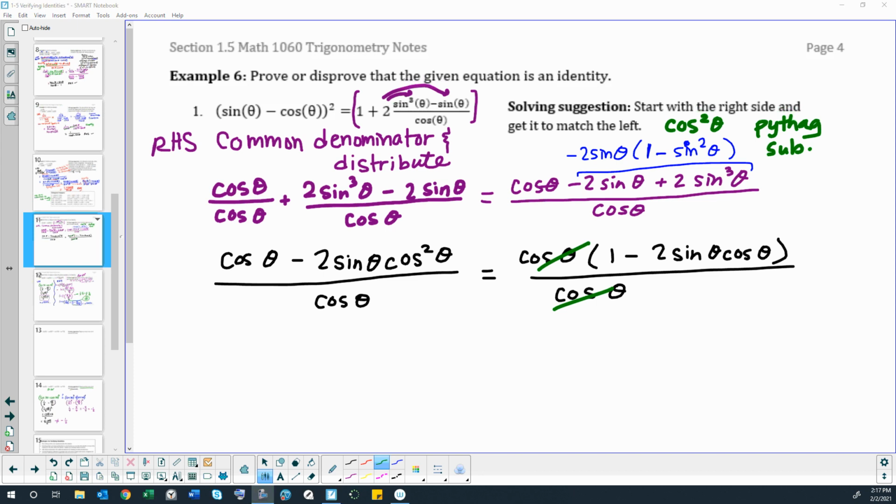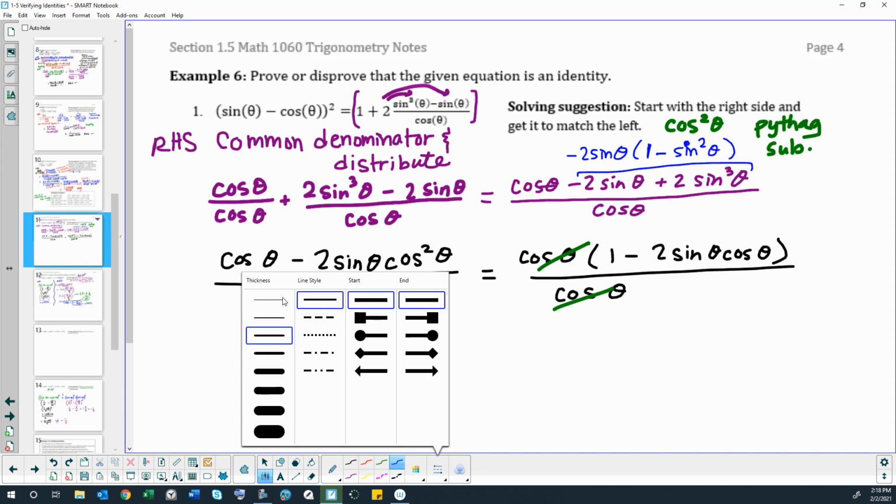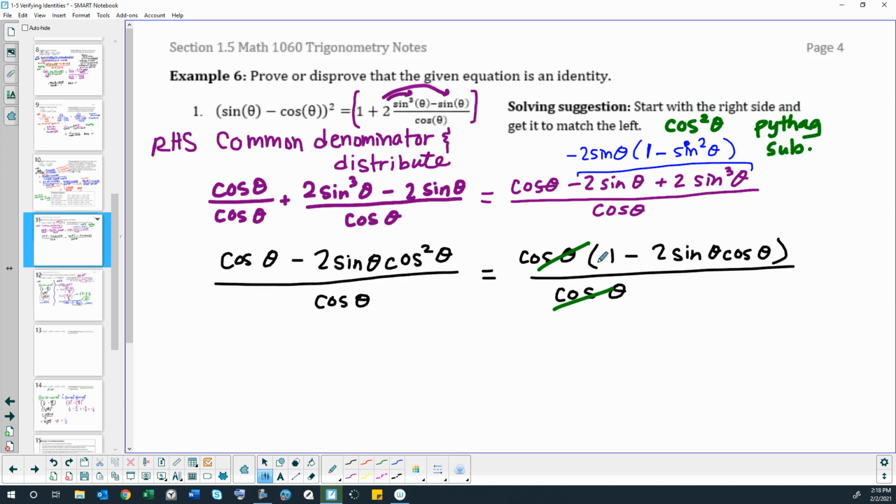Okay, at this point we've really got to think outside the box, because usually we take sine squared plus cosine squared and replace it with 1. We don't very often go the other direction, but that is exactly what we need to do in this case. So we're going to take this 1 right here. We're going to take that 1 right there, and we're going to do a Pythagorean substitution again, only this time the 1 is going to be replaced by sine squared plus cosine squared.